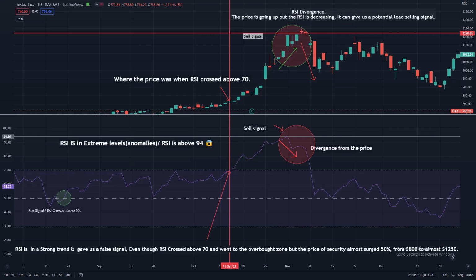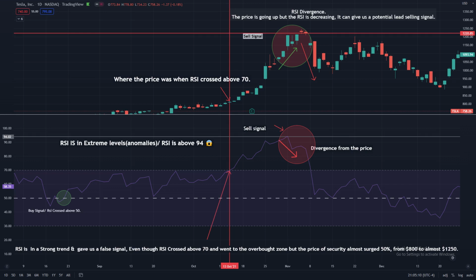So here, back to the Tesla chart again, we can see that an RSI bearish divergence formed, highlighted with a green circle, when the price formed a higher high but RSI formed a lower high, highlighted with a big red circle. This can be seen as a selling opportunity or an opportunity to open a short position.